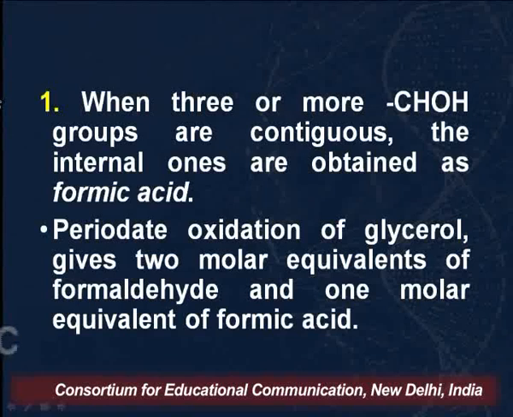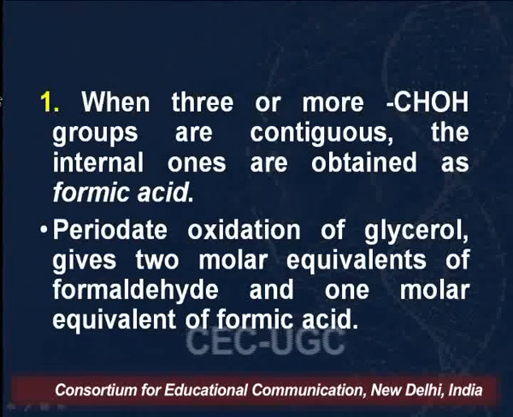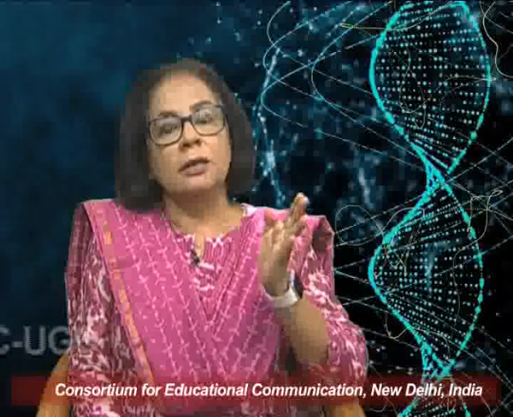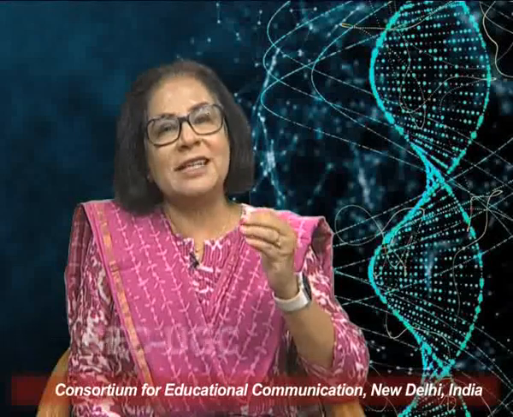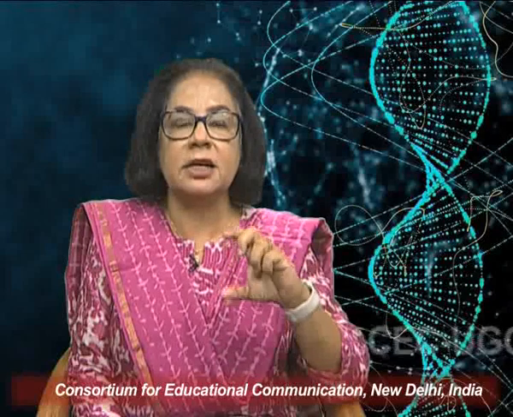So now I've taken these three examples and demonstrated how the groups will be converted into which group. So when there are three or more CHOH groups which are contiguous, that is, one after the other, attached to adjacent carbon atoms, then the one which is in the center will be converted into formic acid.